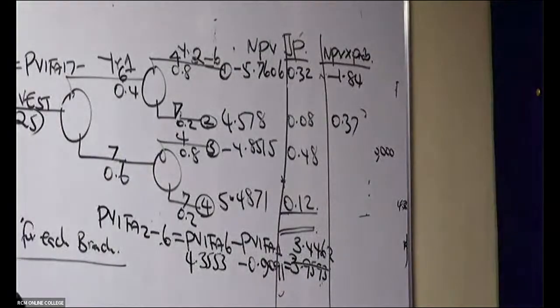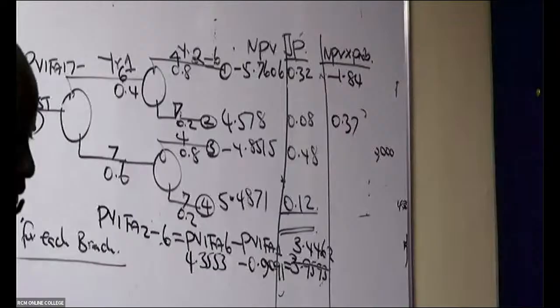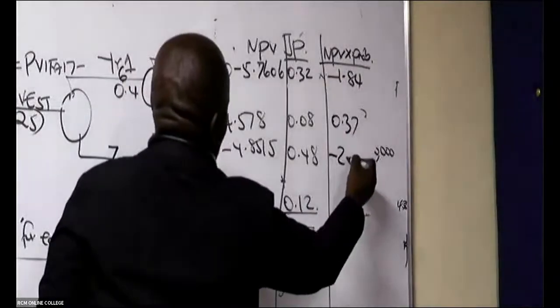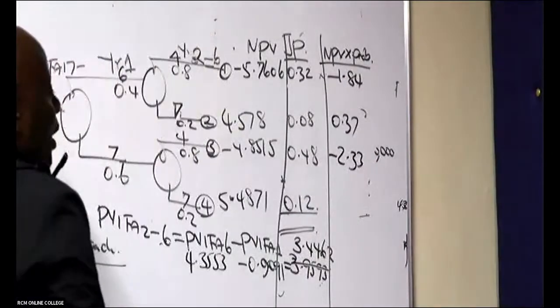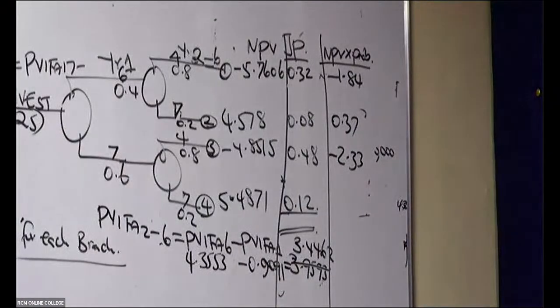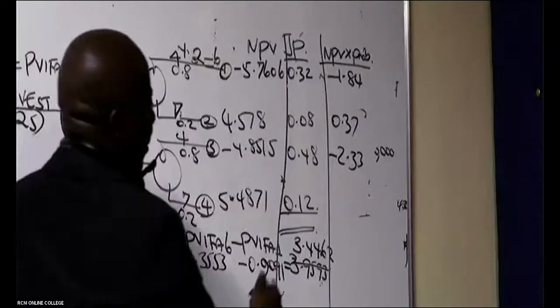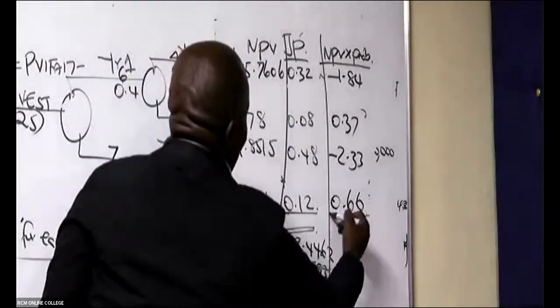Then we have minus 4.8515 times 0.48. So minus 2.33. Thank you very much. And then the last one is 5.4871 times 0.12. 0.66. So now remember, you need to come and add all of them.